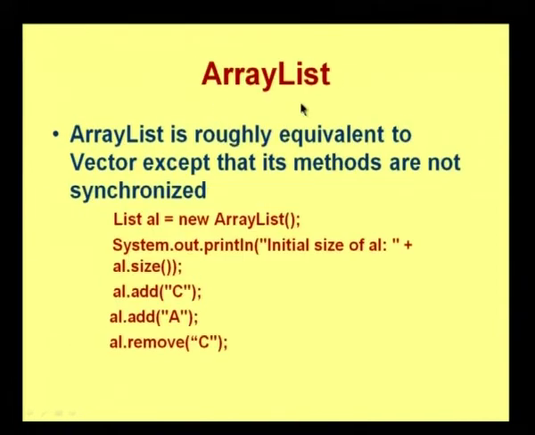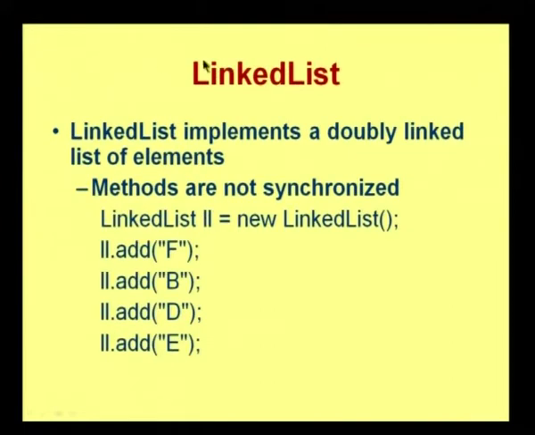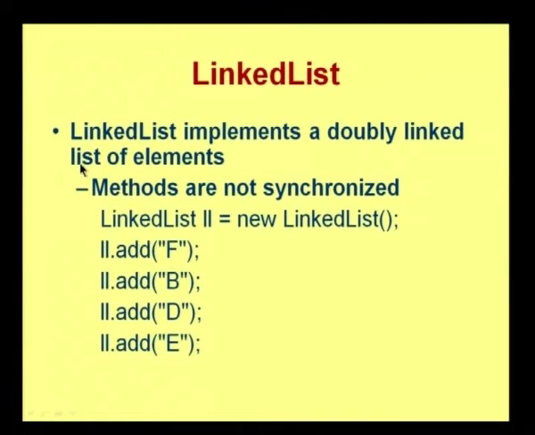Next is our linked list. Here the list will be created in the form of an array, whereas there the list will be created in the form of a linked list. It means that there will be a pointer which will point to the next element in your linked list, whereas in an array it will be stored contiguously. That is what I told you, this is abstract. Whenever I access the class, I need not worry about how it is being stored and how it is being retrieved. So linked list implements a doubly linked list of elements. Here the methods are not synchronized.